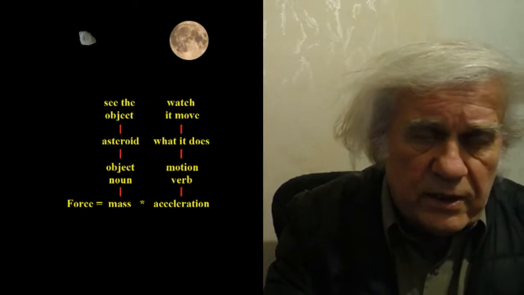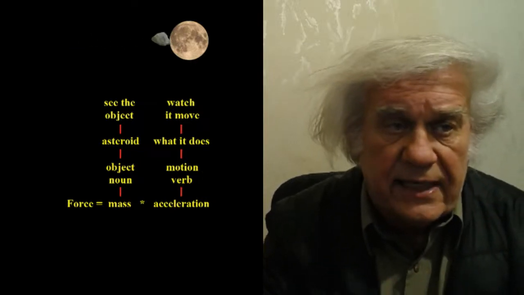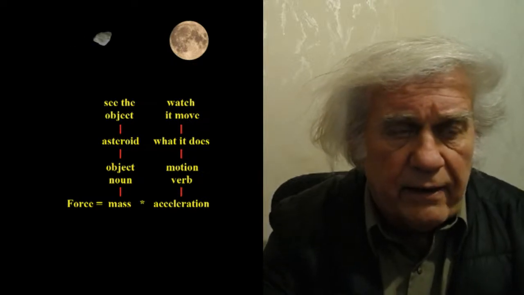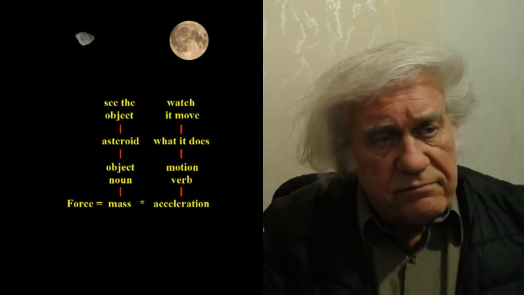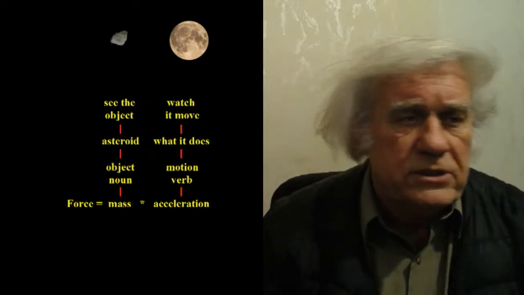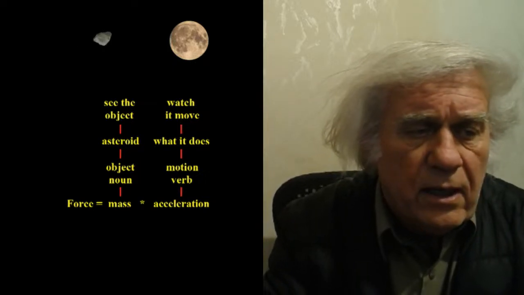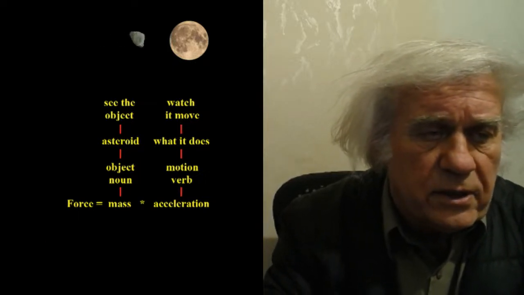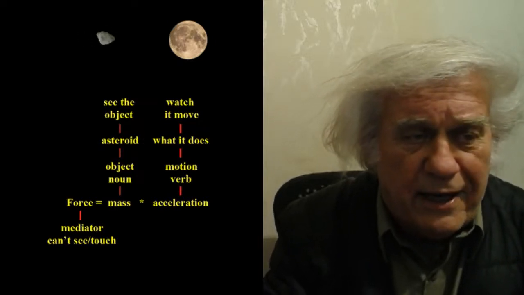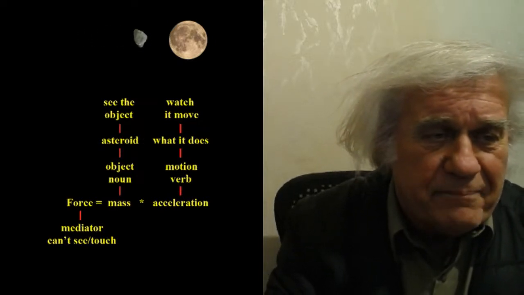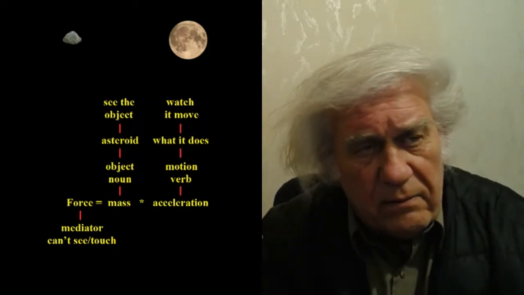So the first one we can see and say, okay, that's an object. That's a thing. It's got shape. No problem there. The other one, you have to watch the movie, the movie of how the asteroid goes towards the moon. Okay, so far so good. What's the issue? The issue is the other word. This is the word that we have problems with, the word force. Now here we have a real problem because force we can't see or touch.